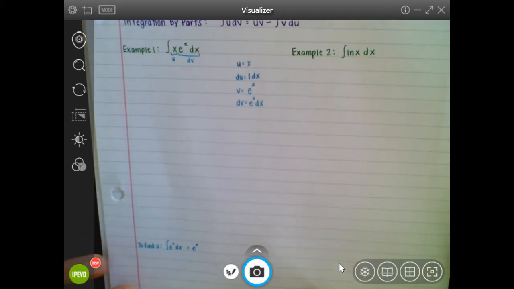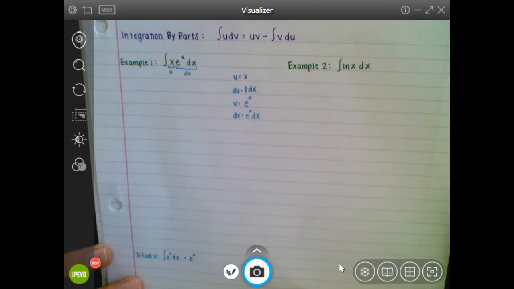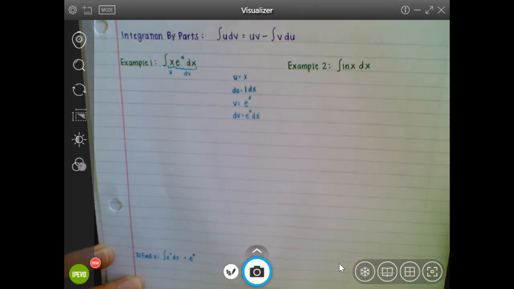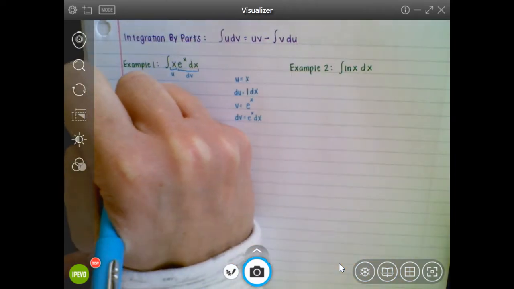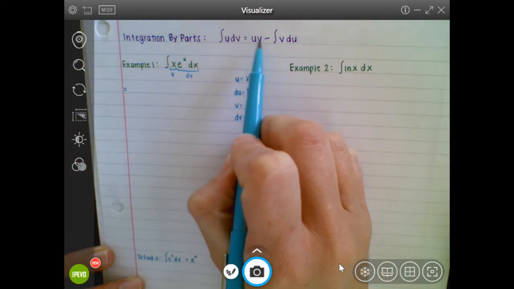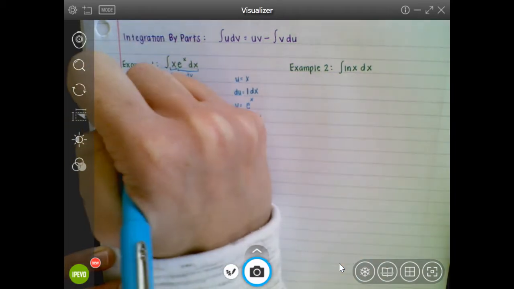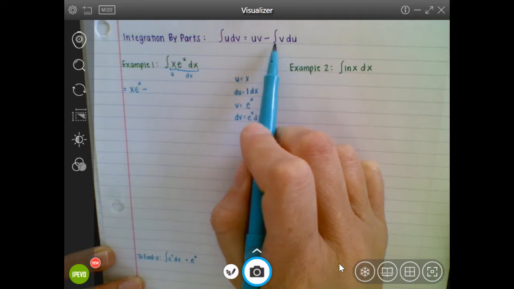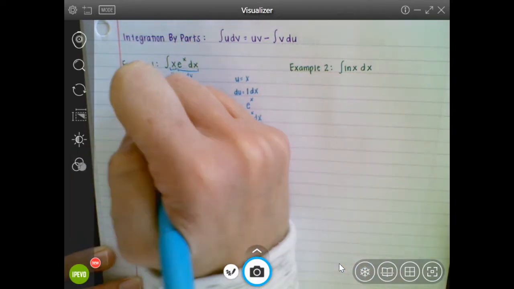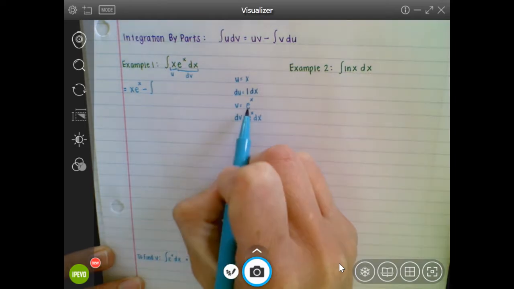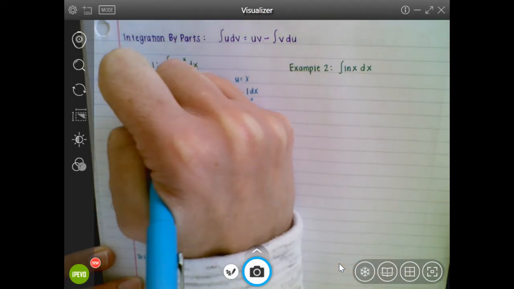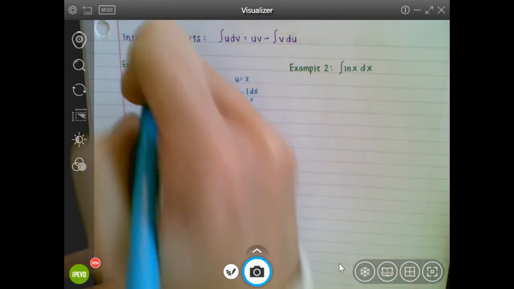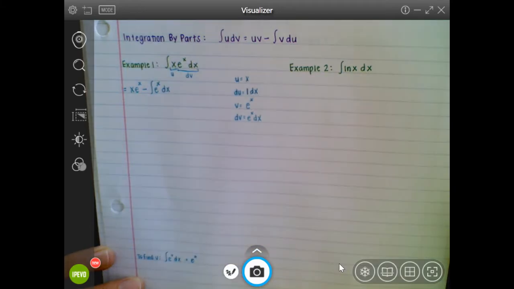Now that we've got the four parts that we need to use the integration by parts formula, I'm going to take all this stuff and substitute it in, and then we will simplify. We start off with the product of u times v. So u times v is x times e to the x. And we're going to subtract from that the integral of v times du. The integral of my v, e to the x, multiplied by du. Well, my du is just 1 times dx, so I'm just going to write that as dx over here.